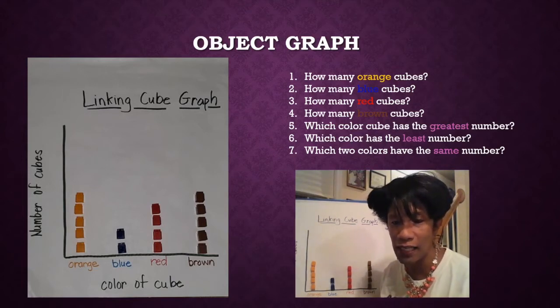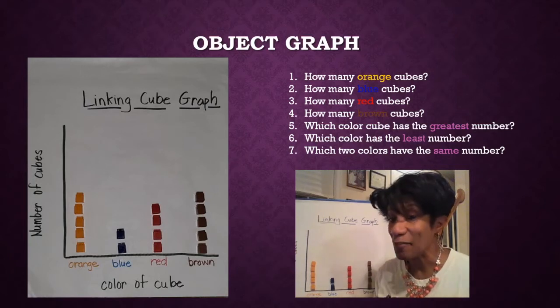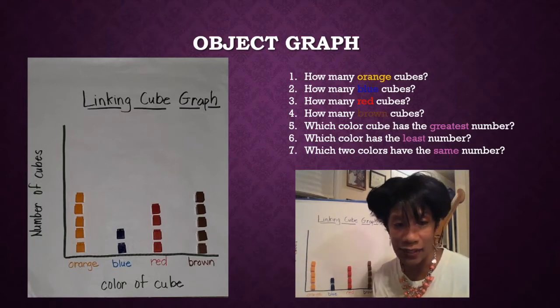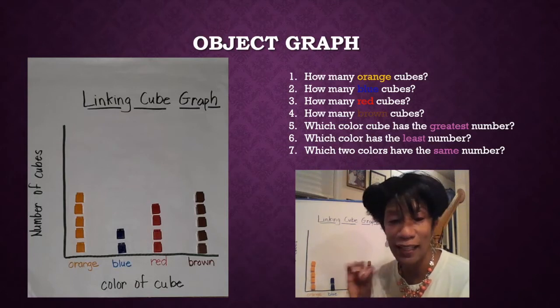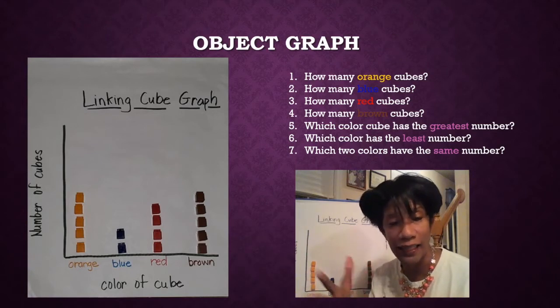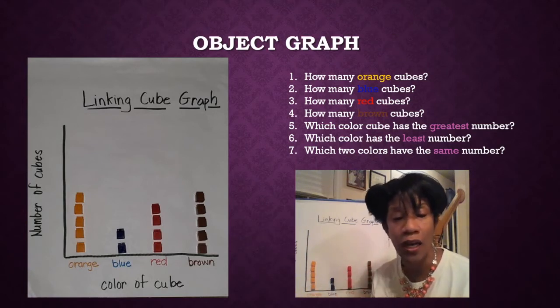And when we say greatest, what does that mean? It means which number is the biggest or which one has the most. And then you're going to answer the question, which color has the least number? And least means, that's right, the smallest number. And then there might be two colors that have the same number. If it's the same, that means they are alike. They have the exact same amount of cubes.